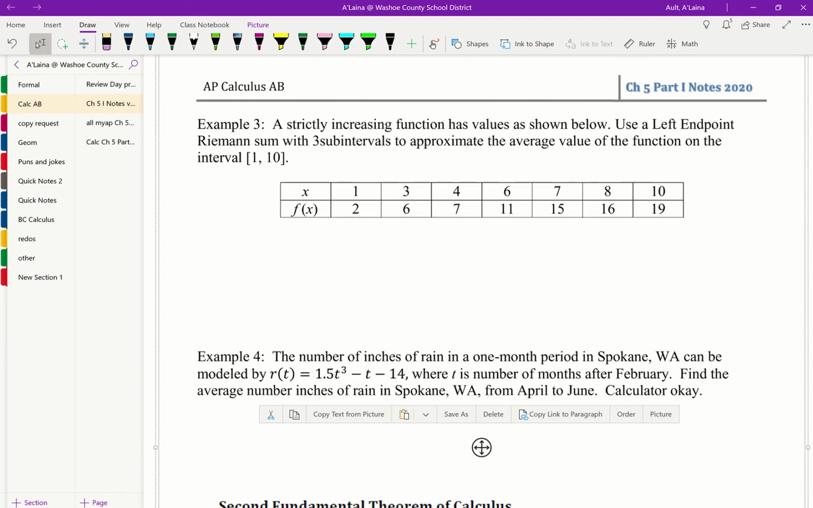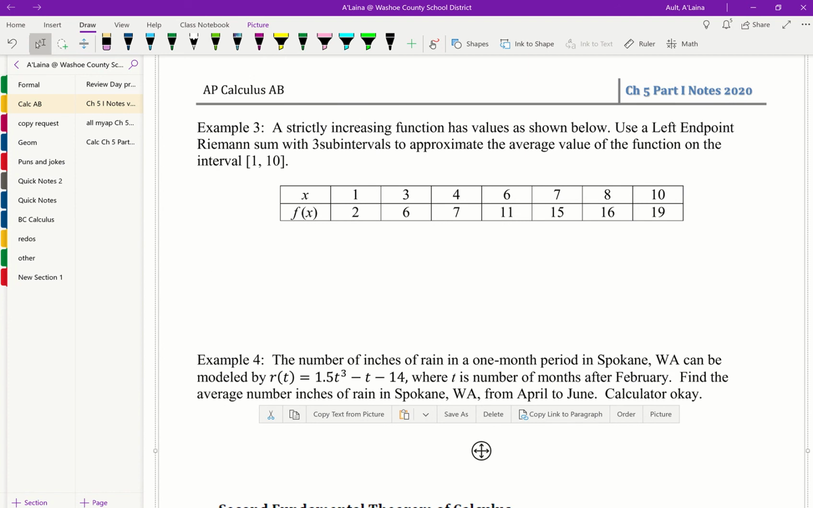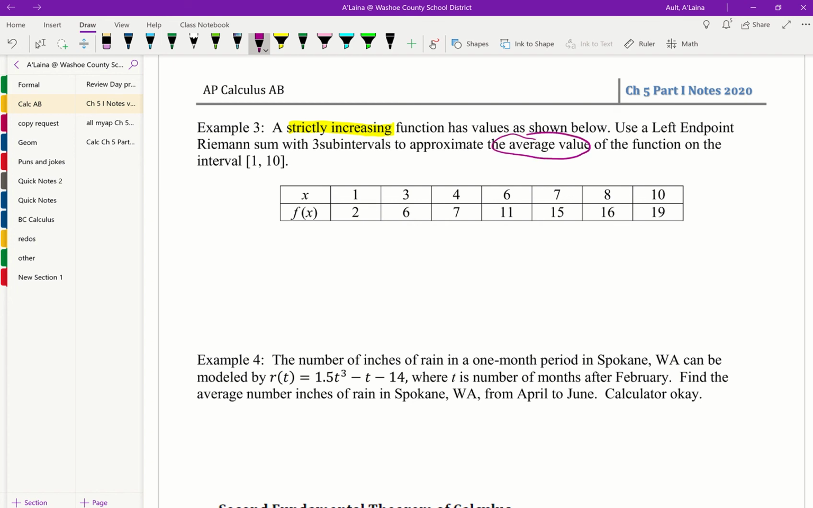Number 3, a strictly increasing function. That means it is only increasing. It is never decreasing or constant. It has the values as shown below.